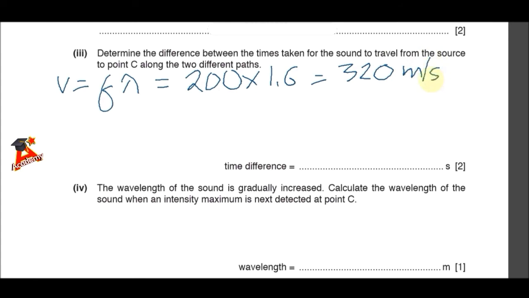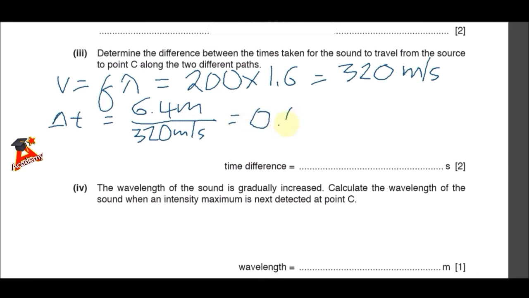Right, so the 320, we'll then use it here. The time difference, delta t, equals the path difference, 6.4 meters, divided by 320 meters per second, and this will give us 0.02 seconds.